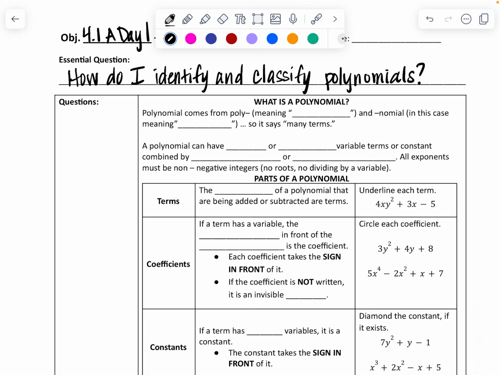So what is a polynomial? Polynomial comes from poly, meaning many, and nomial, in this case, meaning terms. So a polynomial says many terms. A polynomial can have one or more variables or constants combined by addition or subtraction. All exponents must be non-negative integers, no roots, no dividing by a variable.